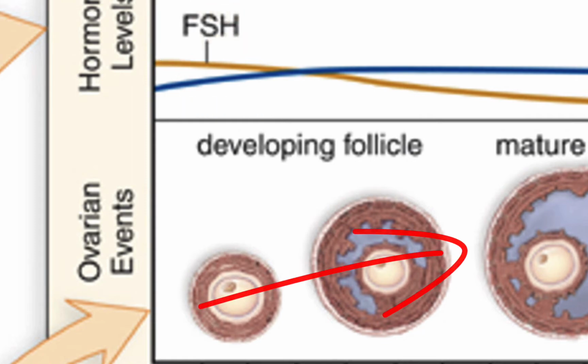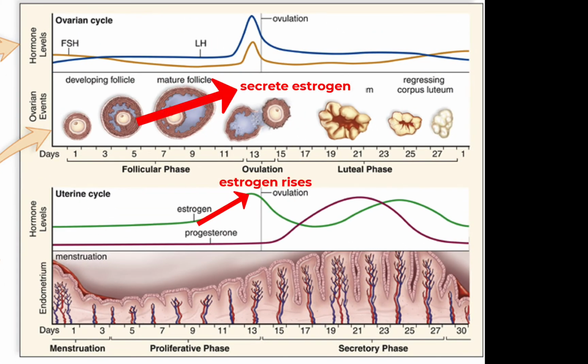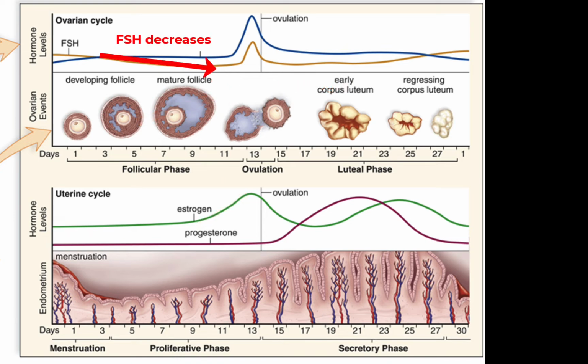As the follicles develop, they begin to secrete estrogen, which has a negative feedback effect on FSH. As FSH decreases, only the dominant follicle continues to mature. We call this the Graafian follicle. The estrogen produced by the Graafian follicle eventually has a positive feedback effect on FSH, LH, and estrogen, increasing their production late in the follicular phase.